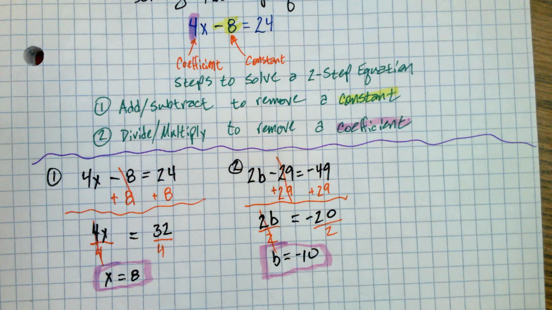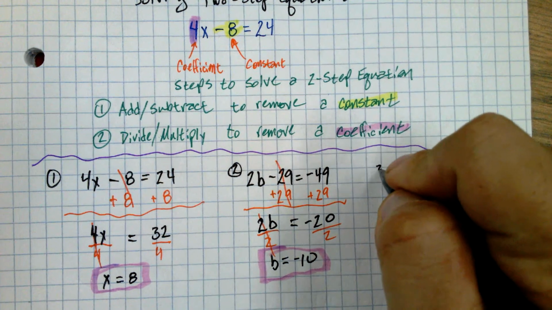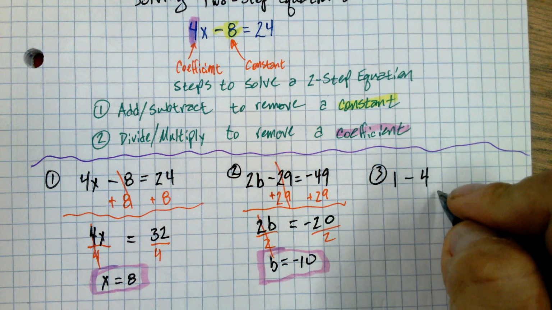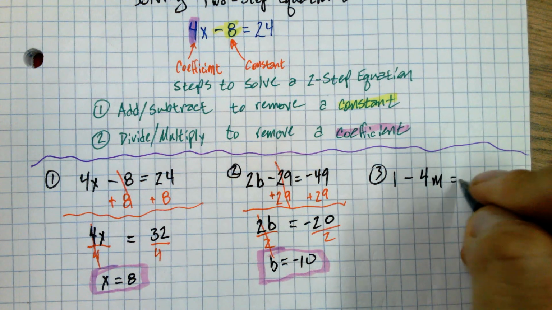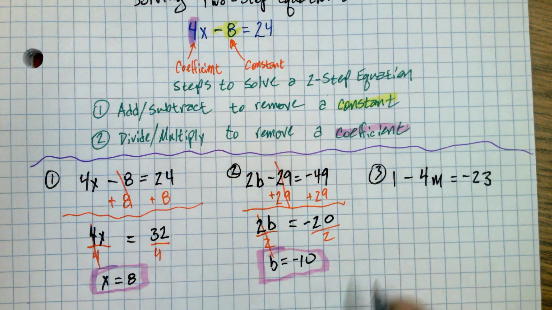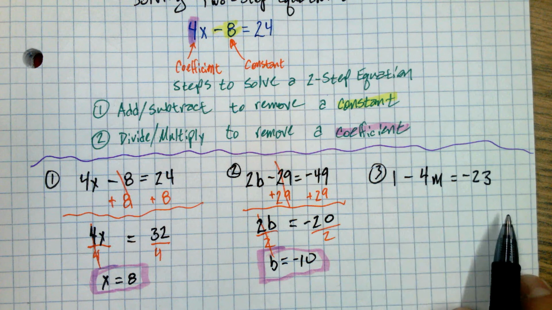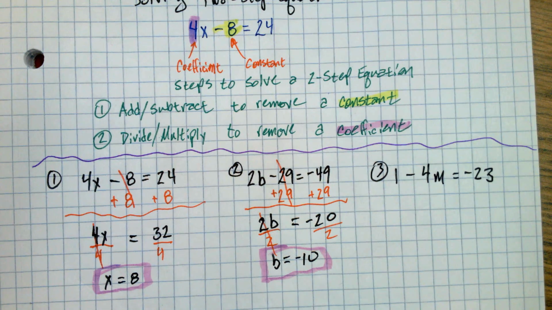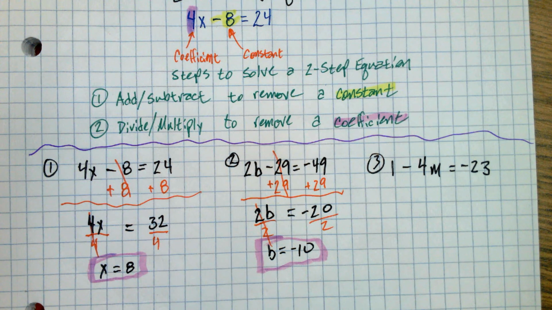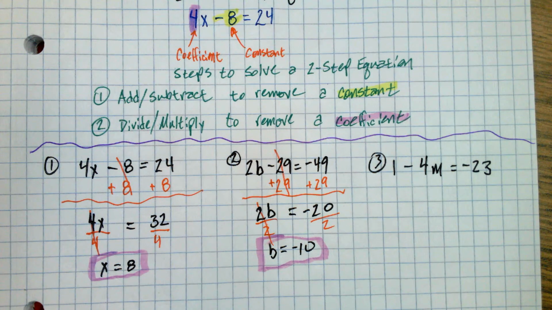Okay. So I'd like you to try this one. Number 3. 1 minus 4m equals negative 23. But I want you to do it with these steps. Get rid of the constant, get rid of the coefficient, so we can get our answer. So do those 2 transformations on number 3. Okay? Problems?